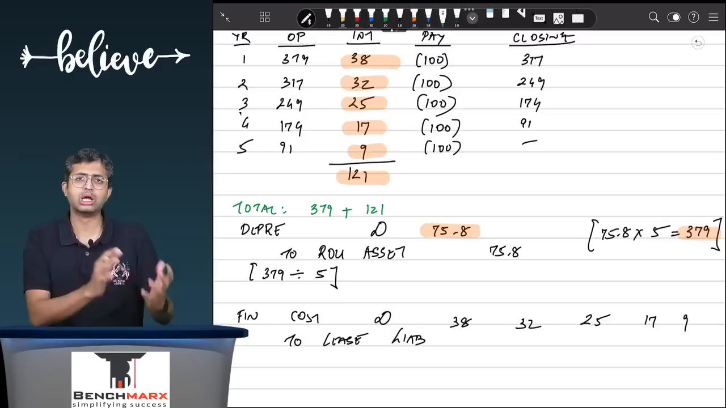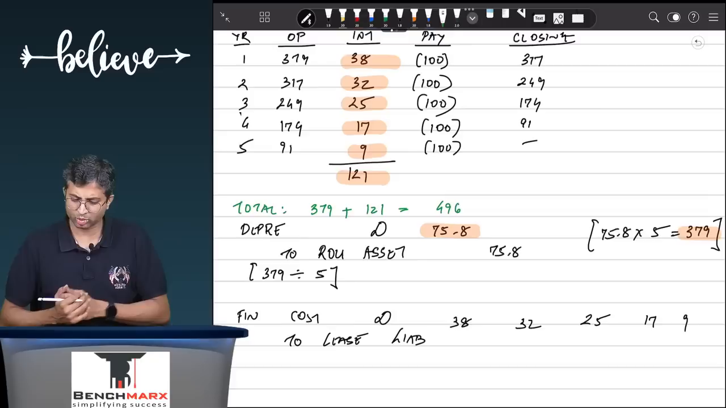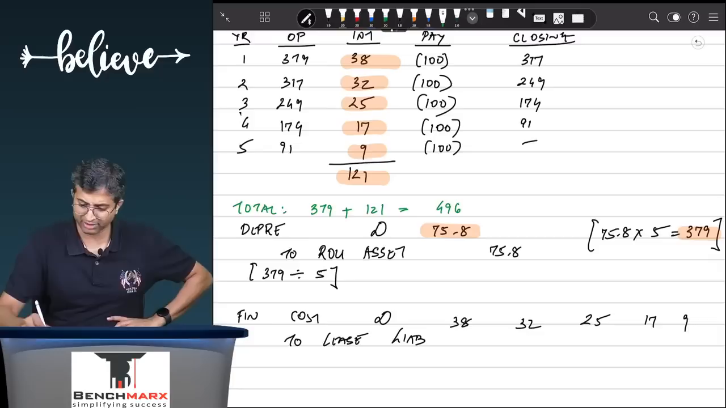If there were other items, you will see that as well. So this will come to, let us say, 379 plus 121, which is equal to approximately 496. Actually, 379 plus 121 comes to 500, which is exactly what you are paying. You are paying 100, 5 times over.